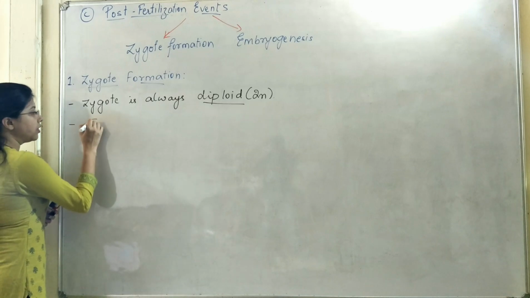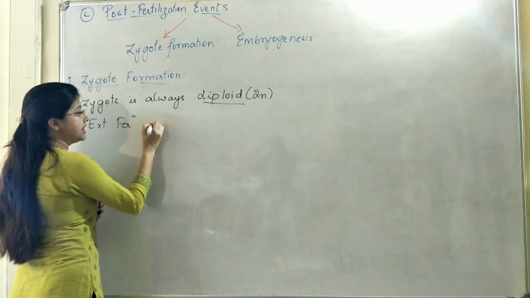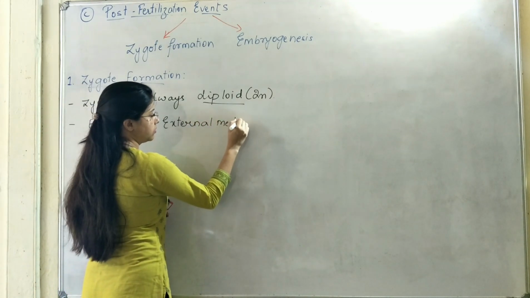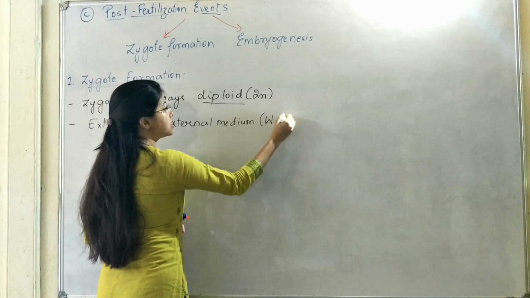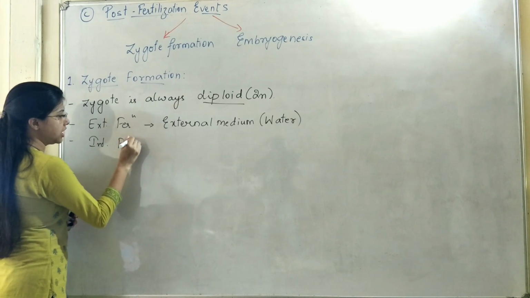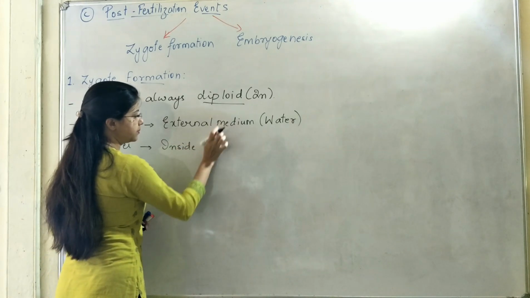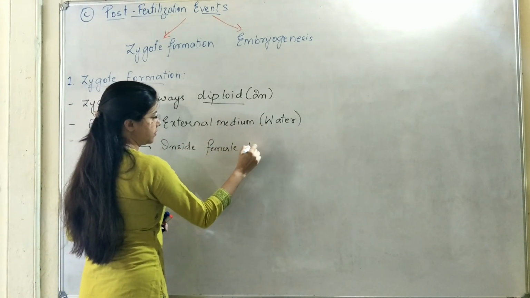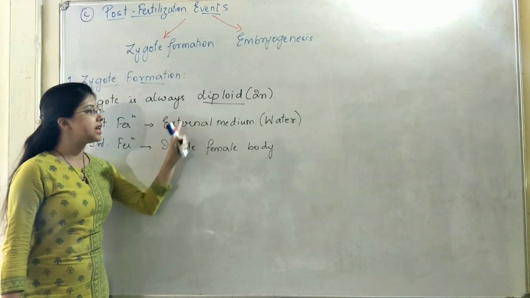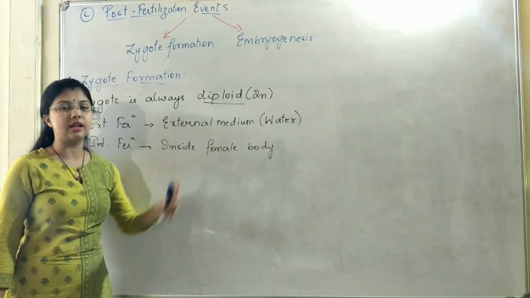In case the fertilization is external, then the zygote will be formed in the external medium. Most of the time, as we had discussed, it will be water. And if it is internal fertilization taking place, then the zygote is formed inside the female body. Okay, so when external fertilization is taking place, the zygote will be formed in the external medium, which is mostly water. And if the fertilization is internal, the zygote will be formed inside the female body.